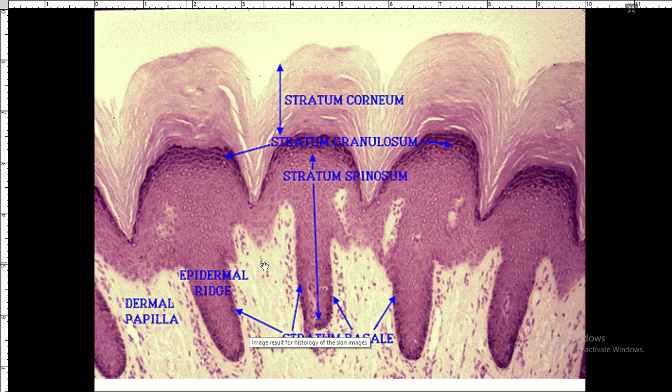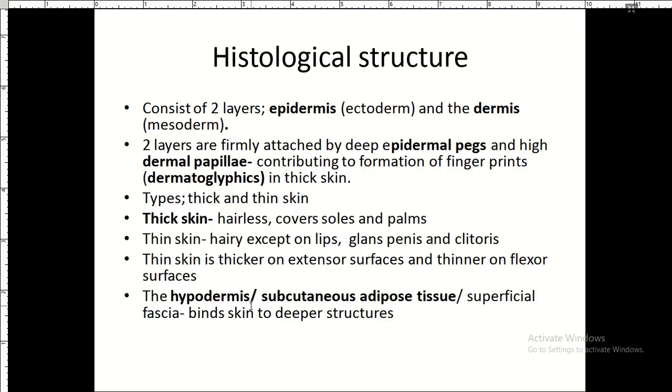This combination is quite visible in skin that is exposed to abrasion, for example, the thick skin of the sole of the feet and the palm of the hand. You have these numerous ridges, and they are important in fingerprint reading, which is what we call dermatoglyphics. That is the formation of fingerprints, biometric scans, and so forth.